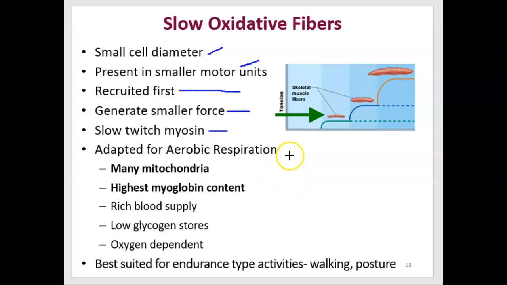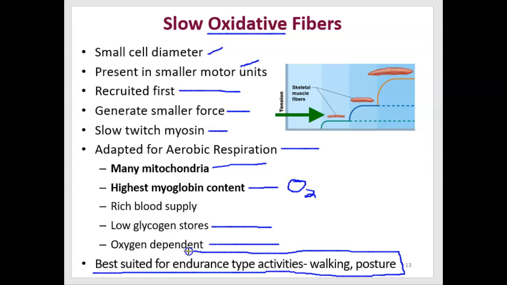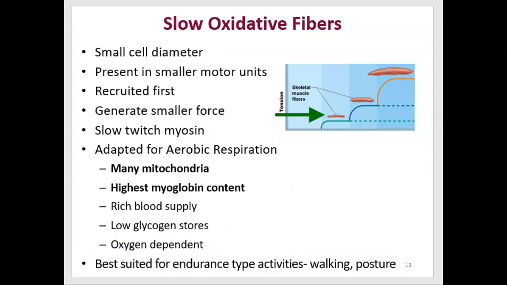They're best adapted for aerobic respiration, which is why they're called oxidative. They have a lot of mitochondria. That's for the Krebs cycle and the electron transport chain. They have a lot of myoglobin. That's the O2 storage. And a rich blood supply. But they do not store much glycogen. And they are oxygen dependent, of course. So they're best suited for endurance type activities, not strong bursts of intense activity.